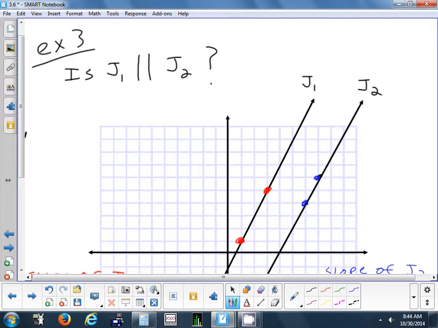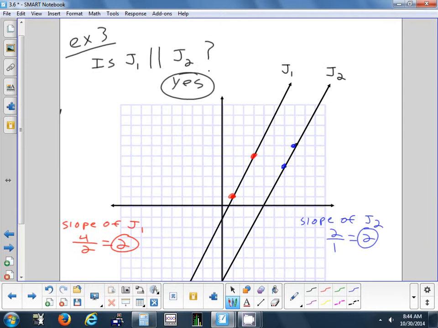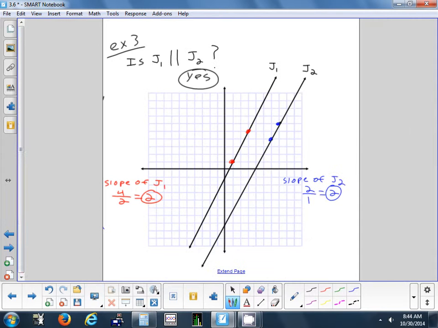So, is J1 parallel to J2? Yes. Now, if you look at my picture, it might not necessarily look parallel. Maybe to me a little bit. It looks like they're getting a little closer together towards the bottom, and a little more spread out at the top. But that's just because of the way I drew it. The coordinates are indicating they are parallel.